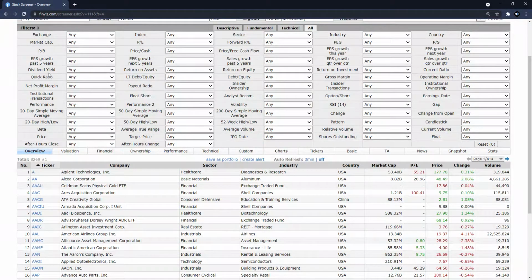I'm Mr. Sicko, and as you can see right here, I will be showing you how to find stocks before they explode. As easy as that. So, as you can see, we are on Finviz.